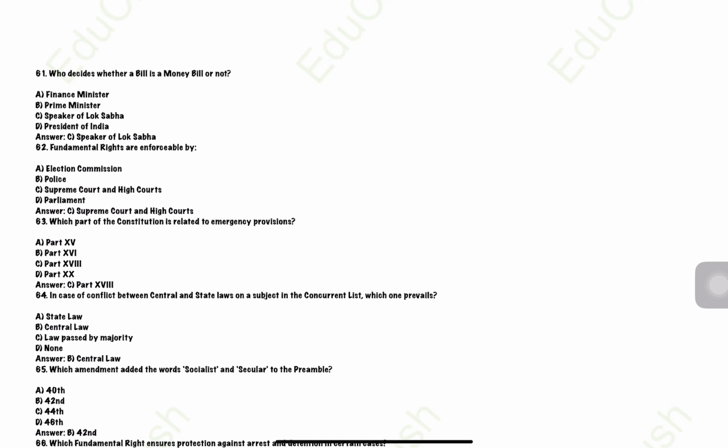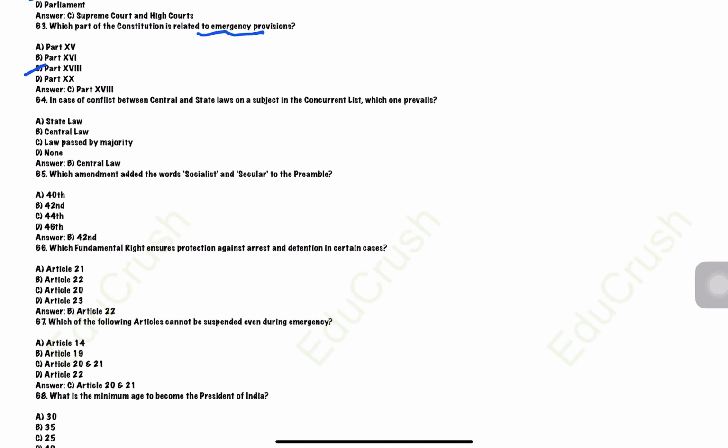Who decides whether a bill is a money bill or not? So, Speaker of Lok Sabha decides whether a bill is a money bill or not. Fundamental rights are enforceable by Supreme Court and High Courts. Which part of the Constitution is related to the emergency provisions? So, Part 18. In case of conflict between central and state laws on a subject in the concurrent list, which one prevails? Central law prevails.